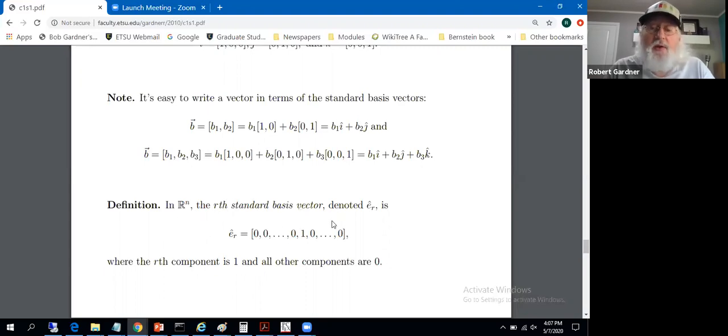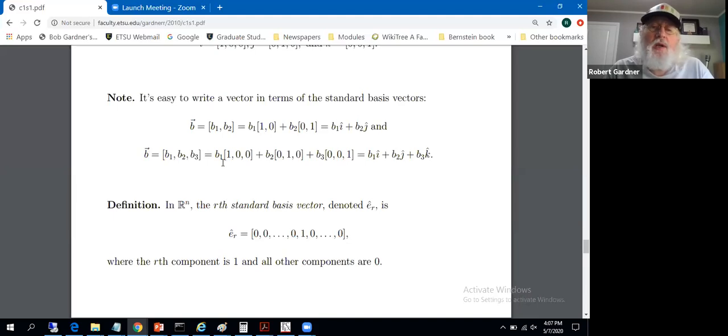So the rth standard basis vector, denoted E sub r with a little hat over it, is the vector that has all components 0 except in the rth position, indicated by this subscript. We've got a 1. So it's all zeros and a single 1, that 1 appearing in the rth position.